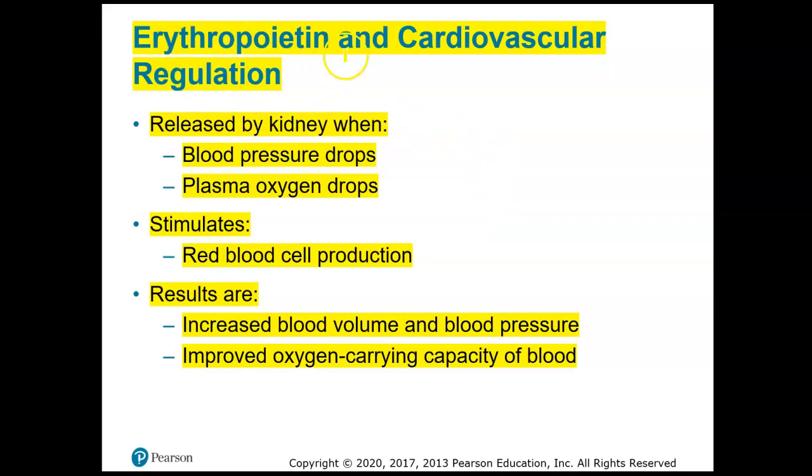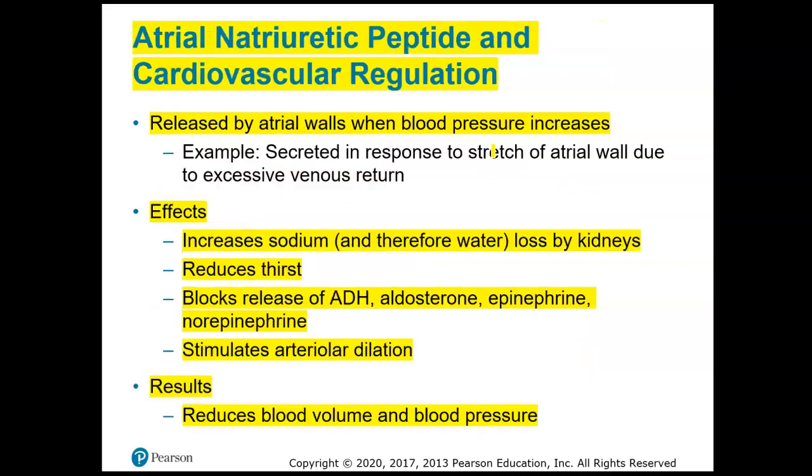Then we have EPO, erythropoietin, released by the kidney when blood pressure drops or when plasma oxygen levels drop. And it stimulates the production of red blood cells again, and what happens is that increases the blood volume and the blood pressure, and it also improves the oxygen carrying capacity of the blood.